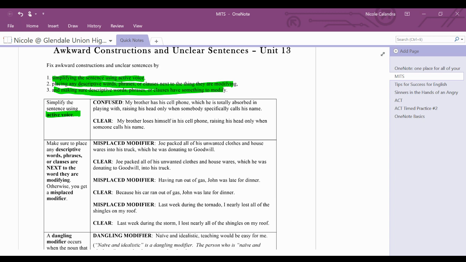So how could we make that less wordy? We can make it less wordy by making it active. My brother loses himself in his cell phone. So remember, getting rid of those has and is. Okay. My brother loses himself in his cell phone, raising his head only when someone calls his name.